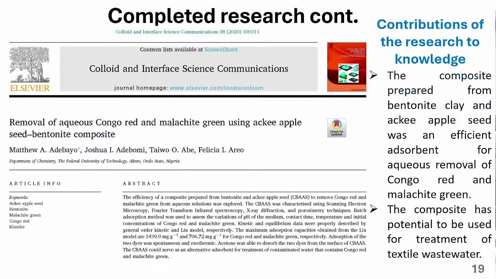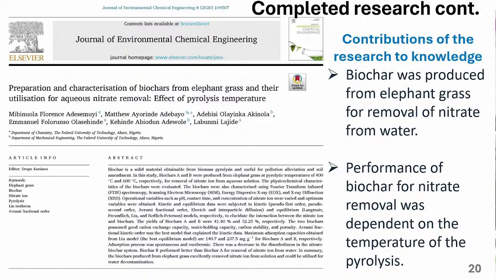This is another report published by Journal of Environmental and Chemical Engineering. And this reported the usage of biochar prepared from elephant grass for removal of nitrate from water. Nitrate gets into water, phosphate also gets into water through a number of agricultural practices such as application of fertilizer, and those pollutants must be removed before the water will become safe. And this is a report. Next slide.